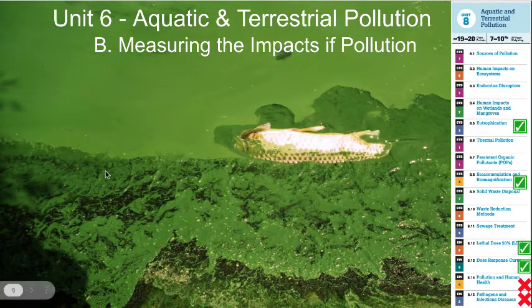Hey class, welcome back. Today we're going to start our next set of notes on Unit 6, Aquatic and Terrestrial Pollution, focusing on measuring the impacts of pollution. Primarily we'll be looking at how pollution leads to this process of eutrophication, which is one of the major impacts in aquatic pollution. We have bioaccumulation and biomagnification, again, in aquatic ecosystems. And then lethal dose 50 and dose response curves will be focused on as well in this section, talking about how we can measure these impacts of pollutants.